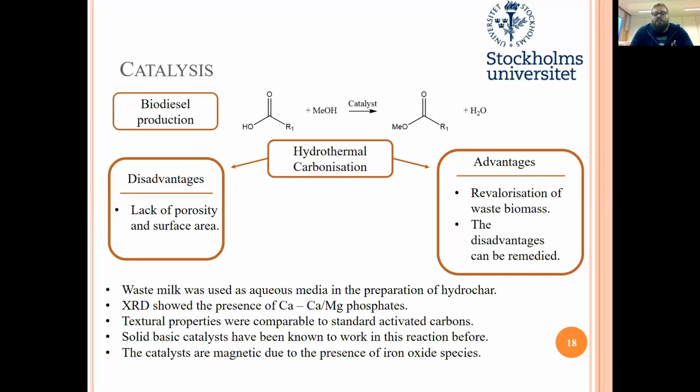And the textural properties of these carbons formed through the HTC of milk and biomass are comparable to standard activated carbons. So using milk does not disturb the porosity and the textural properties of the carbons formed. And as an added bonus, the catalysts seem to be magnetic due to the presence of iron species after the hydrothermal carbonization. So removing them from the reaction media is easy just by using a magnet, and we can separate the compounds more easily.